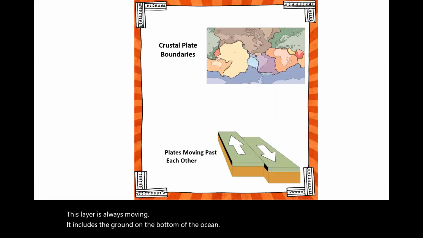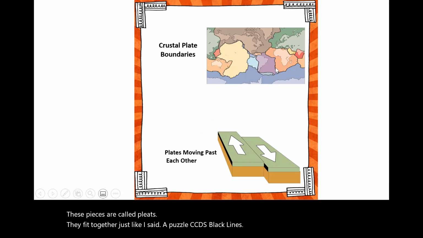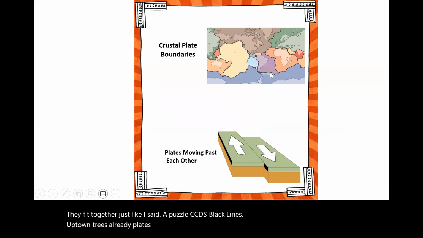The crust is made up of many pieces, just like a puzzle. These pieces are called plates. They fit together just like I said in a puzzle. So you see these black lines are boundaries, or where the plates meet together. Since the mantle is always moving, the plates too are always moving.